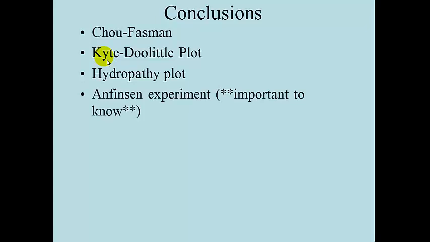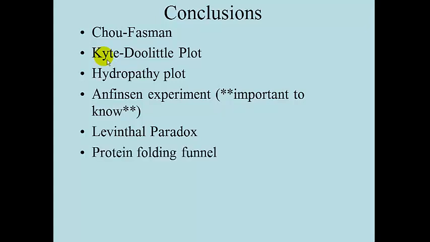The Anfinsen experiment looked mostly at the denaturation and subsequent renaturation of RNase A. The Levinthal Paradox talks about just the sheer amount of time it takes for a protein to explore all regions of conformational space in order to find the correct fold. It takes several centuries. It can't happen inside the cell in vivo. So several explanations for this.